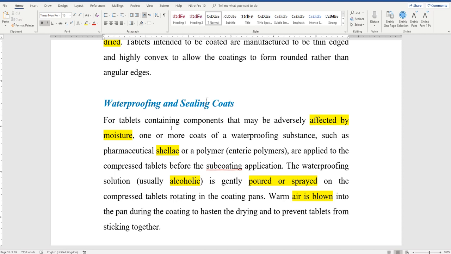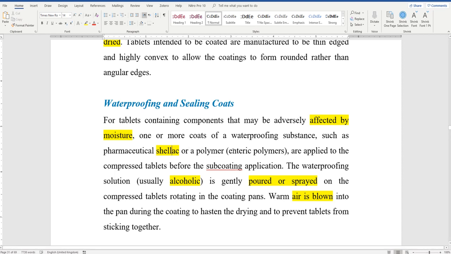syrups. So the syrup, if applied directly to the tablet, it can dissolve the ingredients in the tablet, and this will disfigure all tablets and will create a mess. So in order to prevent that, we need first to do waterproofing or sealing. So how do we do that? We apply an alcoholic solution of shellac, which is known to come from a bug. This shellac is resistant to water penetration.